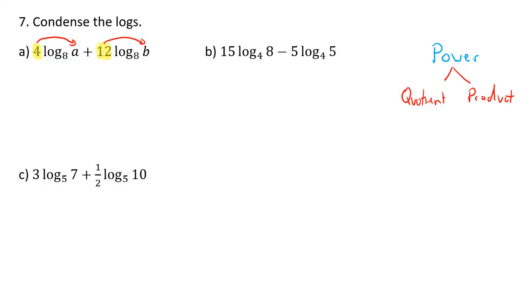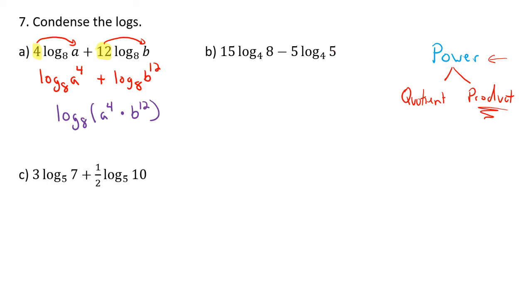So I'm going to start with part A. I'm going to take those numbers that are in front of log. I'm going to move them into the exponent position. So it is log base 8, a to the 4th power, plus log base 8, b to the 12th power. Once you have that, we have utilized the power property. Well, I have a plus sign. Plus sign goes with product. If it's a plus, you can rewrite it as a times, a product. Log base 8, a to the 4th, times b to the 12th. And now I have a single log. I have condensed it the best that I can, and I will leave it the way it is.